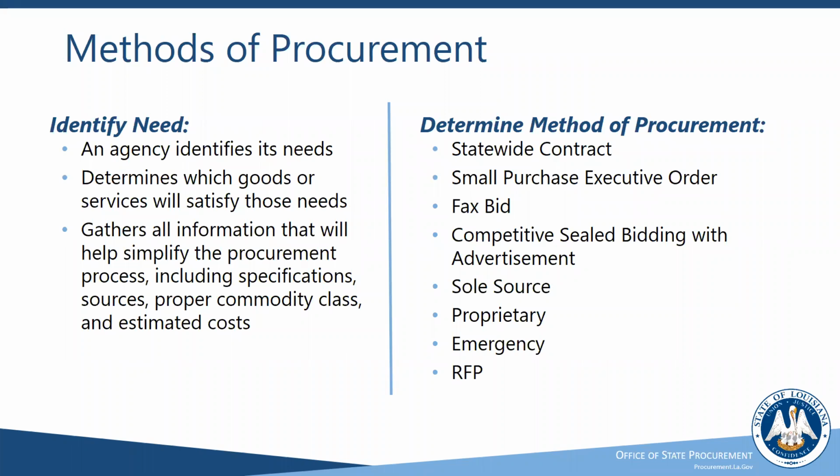So what does an agency do when they need to purchase something? First, they need to identify their need. An agency identifies its need by determining which goods or services will satisfy those needs, gathering information that will help simplify the procurement process, including specifications, sources, proper commodity class, and estimated costs. Keep in mind that when an agency needs something from OSP, for us to bid it out, we need to make sure that, to the best of our ability, we've gotten all of this information, because these are things that a vendor is going to need to know in order to bid on the product or service. We have an entire presentation that deals with how to write good specifications, which I believe is happening later today.